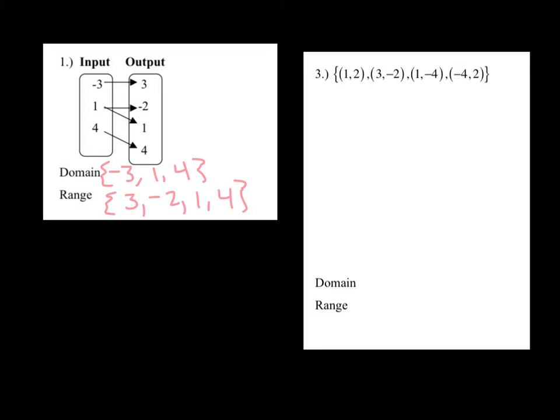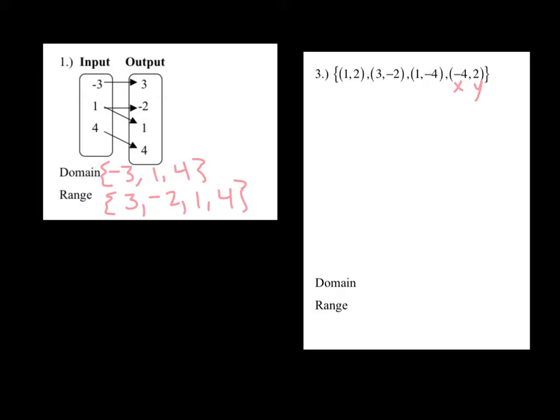You can identify it if they're giving you a diagram, if they're giving you a graph, if they give you an equation. But if they give you a list, it's just a matter of listing out each set. So if we look at number 3, the domain and range, it gives you ordered pairs. So remember that in ordered pairs, the first value is your x, the second value is your y.